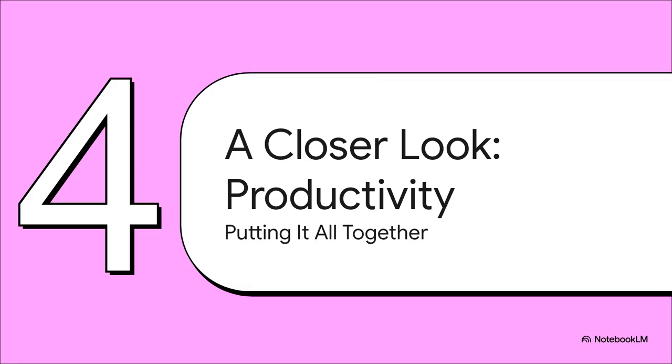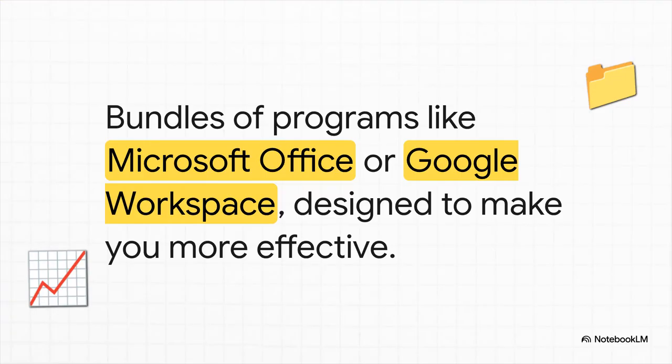Okay, that's a lot of theory. So let's bring all these ideas, apps, licenses, operating systems, together and see how it works in the real world. We'll use a category of software that pretty much all of us use every single day. You definitely know these names: Microsoft Office, Google Workspace. These are what we call productivity suites. They're basically bundles of powerful apps like word processors and spreadsheets, all packaged together with one goal: to make you more effective and efficient at what you do.